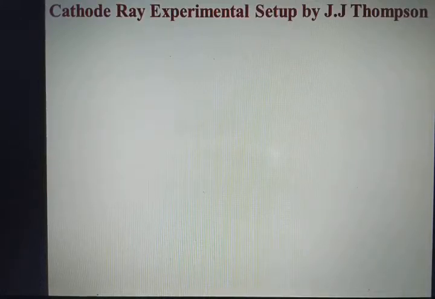His attempt was to study the properties of cathode rays in the experimental setup, as the name suggests. He started the experiment because he aimed to study the properties of cathode rays. That was the primary aim and objective of the experiment.